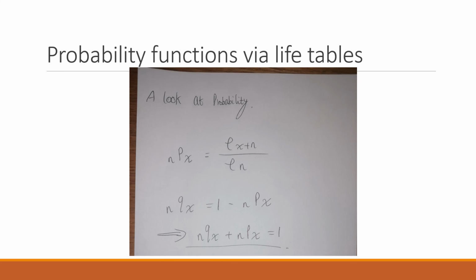Similarly, nqx is the probability of a life aged x dying within the next n years. For example, 5q20 would be the probability that someone aged 20 will die within the next 5 years. Also, briefly at the bottom, the sum of nqx and npx is equal to 1. That is very important in terms of the construction of our life tables.